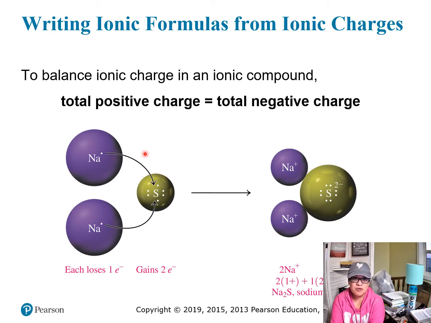Here's another example. In this one, sodium each has 1 to give, and sulfur has 6 electrons, so it can take 1 electron from each sodium. So here's your charges, Na+, Na+, and S2-, and your overall formula is Na2S.